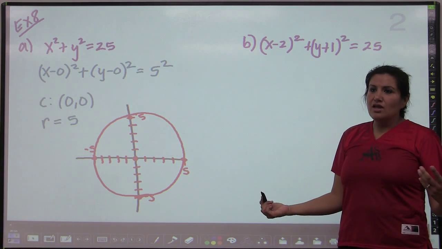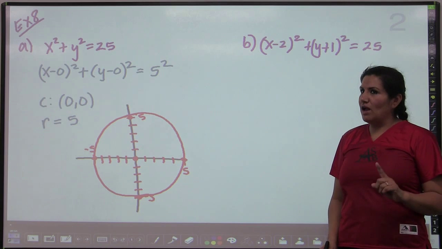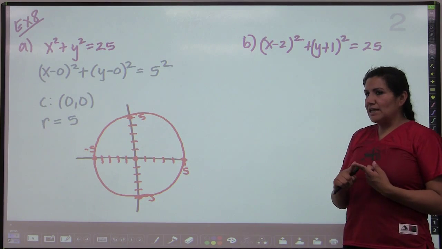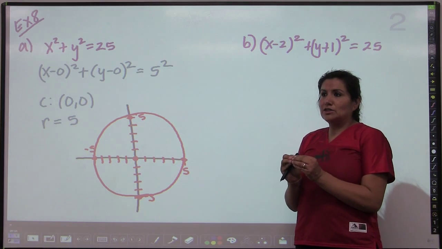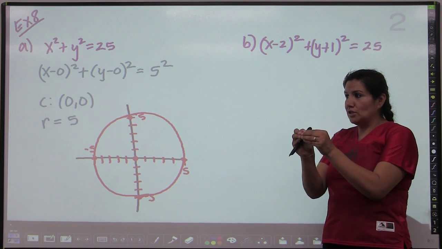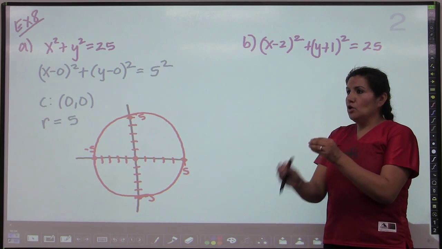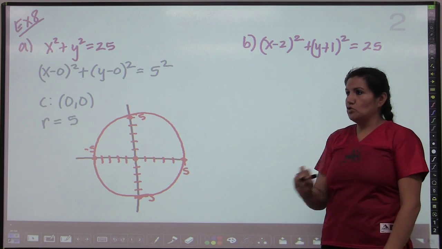Bam, it's graphed. There are not many graphs that you can graph that easily. Find the center, know what the radius is, plot your center, and then go from the center, however many units your radius is in all 4 directions, and then draw your circle.